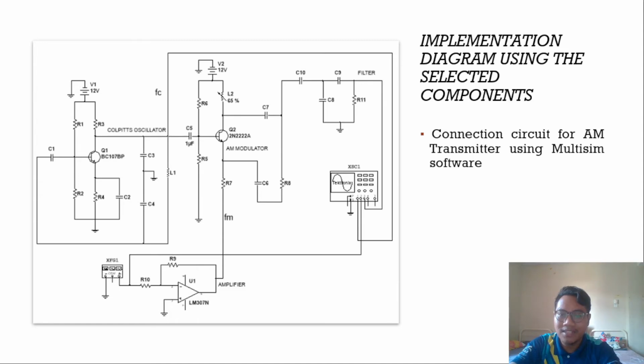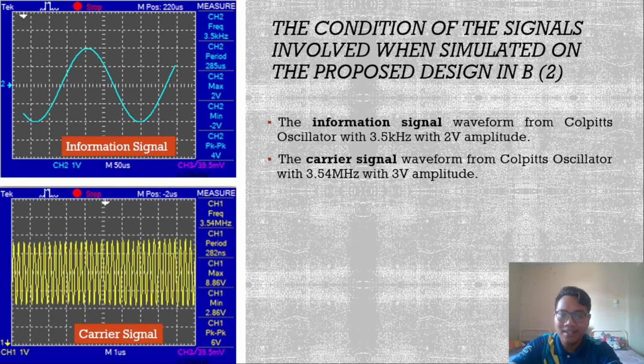Implementation diagram using the selected components. This is the connecting circuit for the AM transmitter using Multisim software. The condition of the signal: the information signal waveform for the Colpitts oscillator is at 3 kilohertz with 2 volt amplitude. The carrier signal waveform for the Colpitts oscillator is at 3.54 megahertz with 3 volt amplitude.